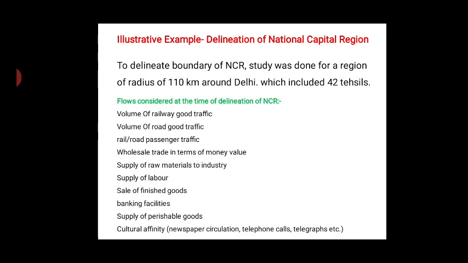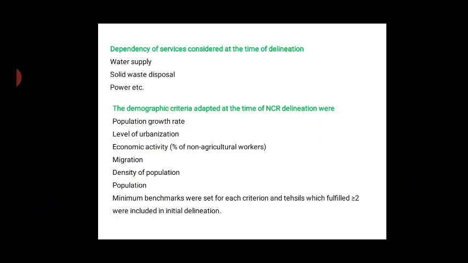For example, delineation of national capital regions can be done on the basis of some services. These are the flow services. There are the amenity services for delineation of national capital regions. There are also some demographic criteria for delineation of national capital regions.